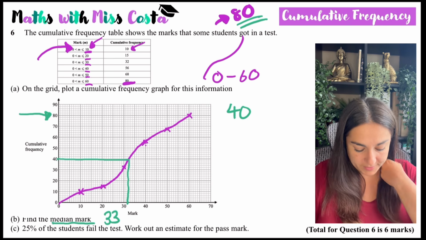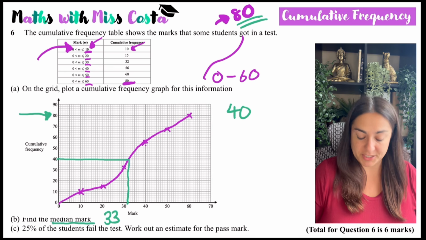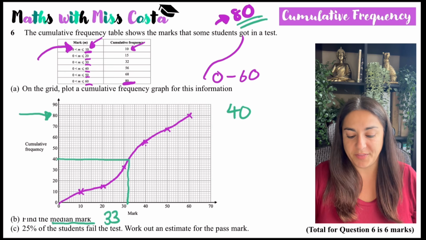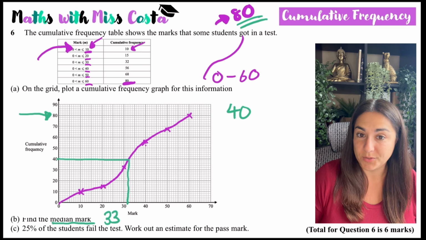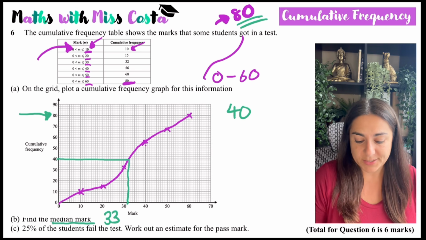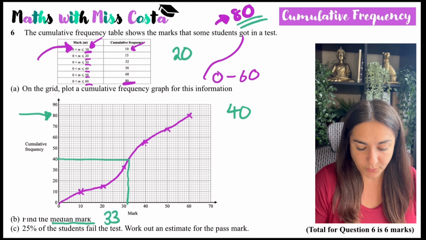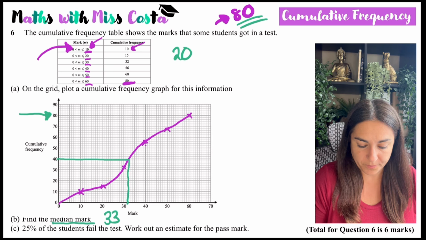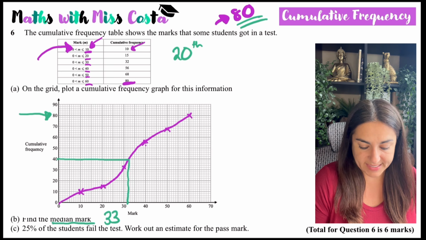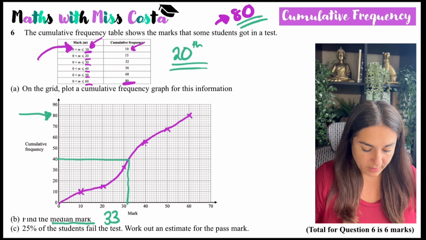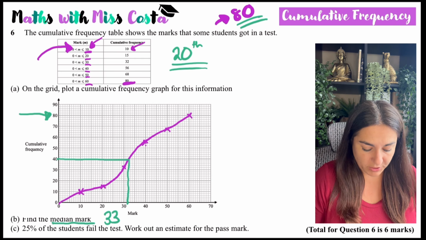For the next part, I'm told that 25% of the students fail the test. Work out an estimate for the pass mark. So this is actually conveniently the lower quartile, but we're not dealing with box plots, so that doesn't matter too much. 25% of 80 is 20. So that's a quarter of the data. So what I'm going to look for is where the 20th value on the cumulative frequency is.